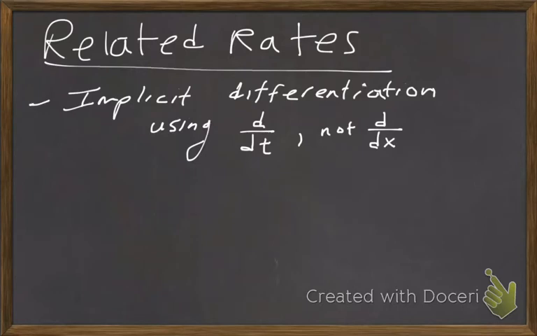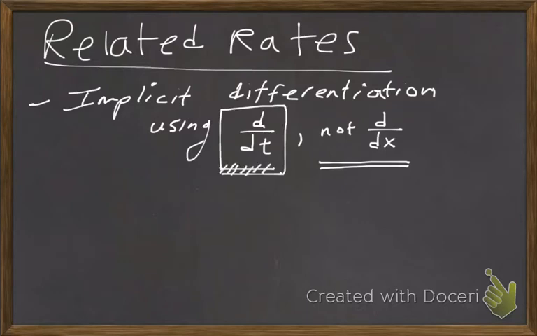The basic concept here, in terms of the actual arithmetic and the procedure, and we'll get into some of the more conceptual stuff in class, is that the procedure is basically going to involve implicit differentiation. And how this is different from what we've seen in implicit differentiation in the past is that rather than using the derivative with respect to x, or the change with respect to x, we're going to be using the change with respect to time, or dt. And typically, t is not going to be one of the variables in our equation.